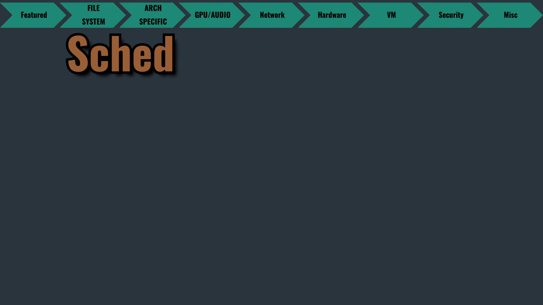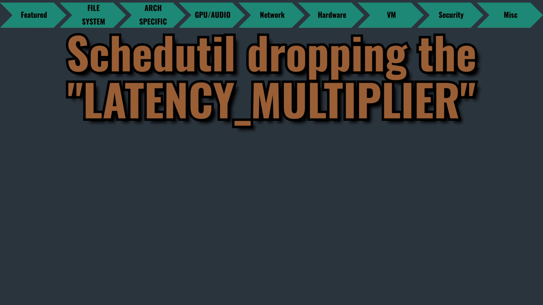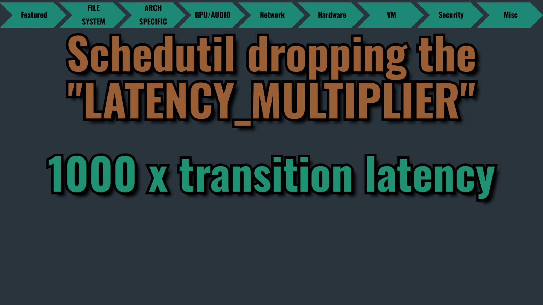We also have schedutil, which is the CPU frequency scaling governor, which is dropping the good old latency multiplier. Now the way that schedutil works is that it would be called once every 1,000 times that it takes for the frequency on your CPU to change. So let's say that it would take 2 nanoseconds to change your CPU from one frequency to another. You make that times 1,000. That would be how often your schedutil would be called.